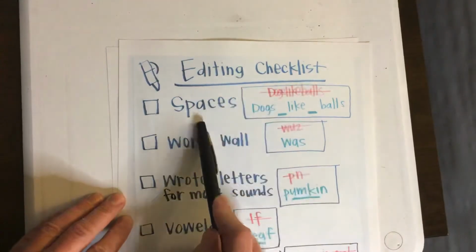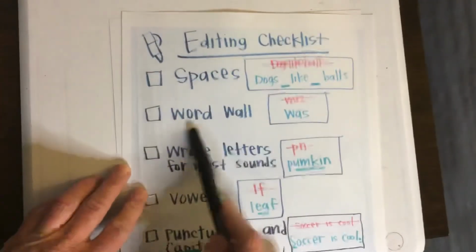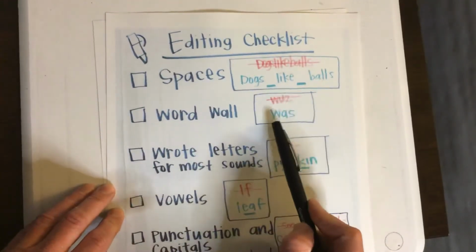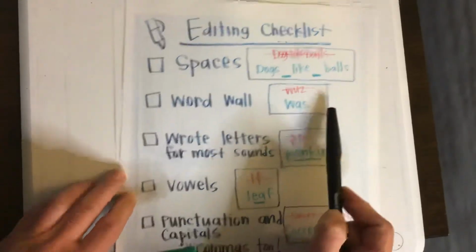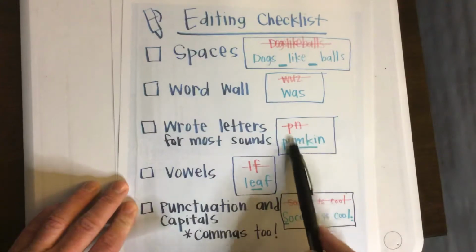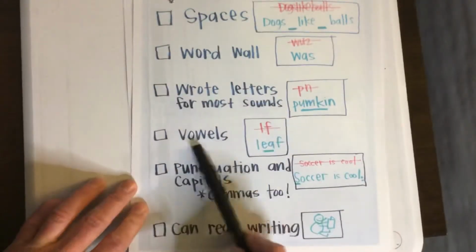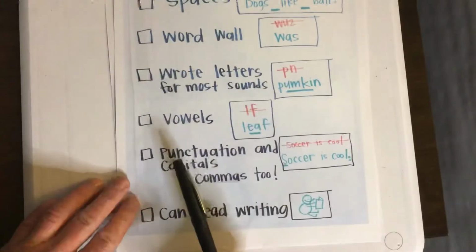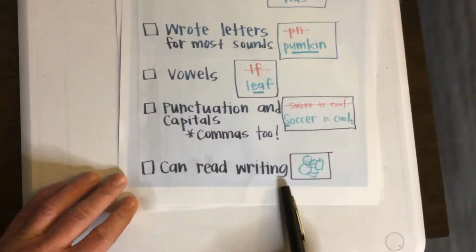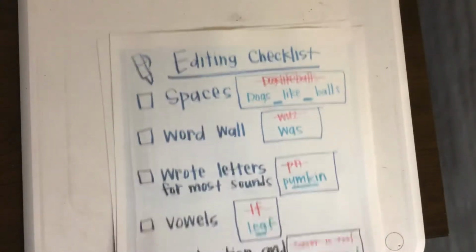This says editing checklist, and here it just has spaces. Word wall, did you use the word wall to spell words? So instead of was, WZ, did you write it the correct way? Did you write letters for most of the sounds you heard, including all of those middle sounds? Did you use vowels? Did you use punctuation and capitals and commas too? And can you read your writing? You don't have to do both of these. You can pick either this editing checklist or this editing checklist, or if you want to do both, you're more than welcome to be super thorough.